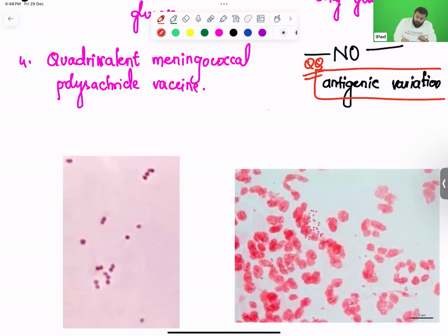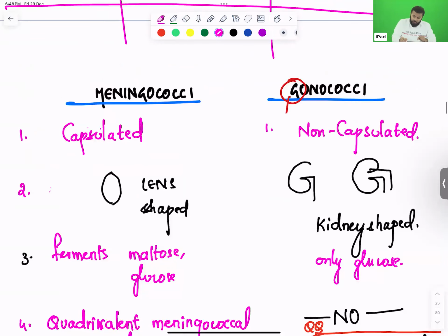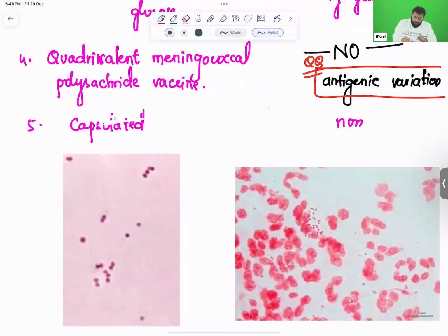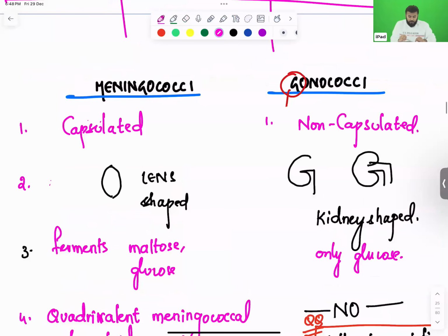Fifth important differentiating point. This is capsulated. This is non-capsulated. Humne likha already. We have already written this point. Capsulated, non-capsulated. Hai na? But ye dekho guys. When I said capsulated over here, do you know what kind of capsule it has? The capsule is made up of polysaccharide.